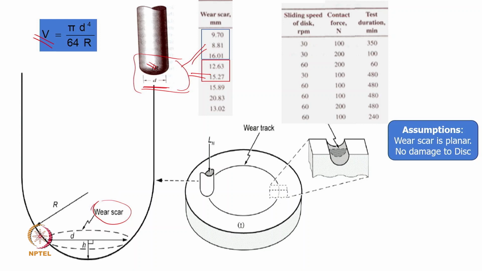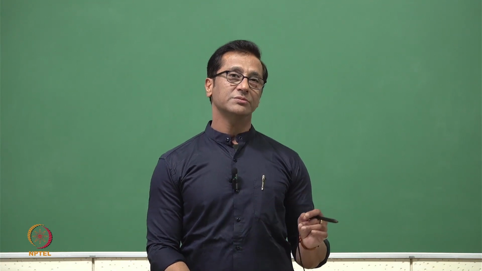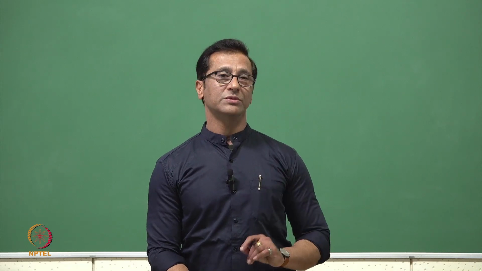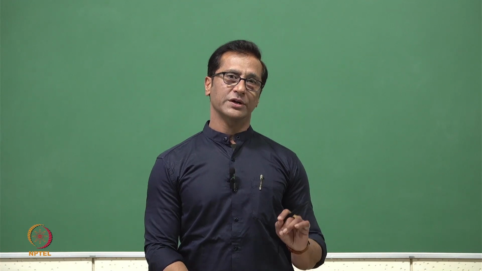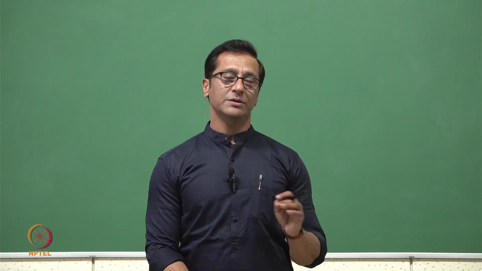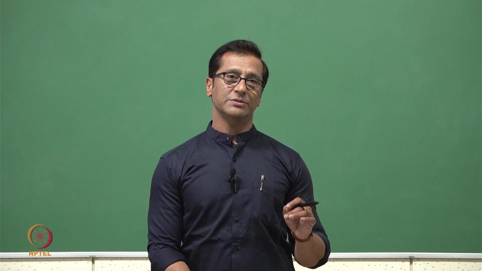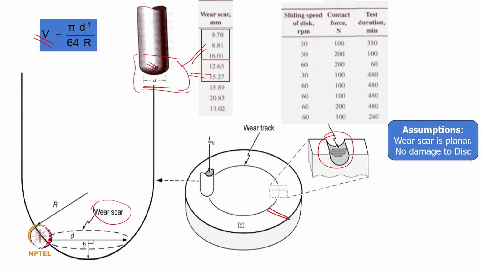However, there is an assumption that the disc doesn't wear out at all. That means whatever has been shown over here, this doesn't hold. In an actual case, there is a possibility that the disc also wears out. If it does, then we need to account for both materials and then calculate. However, in this example, we are assuming the disc is not wearing out. It's only the pin. The pin is a softer material compared to the harder disc material, having lesser geometry, and it will wear out faster. So one assumption is no damage to the disc.